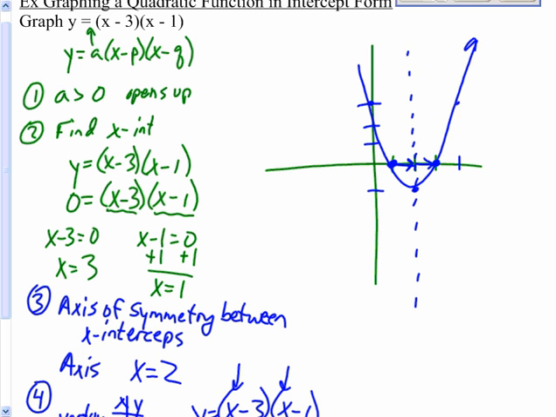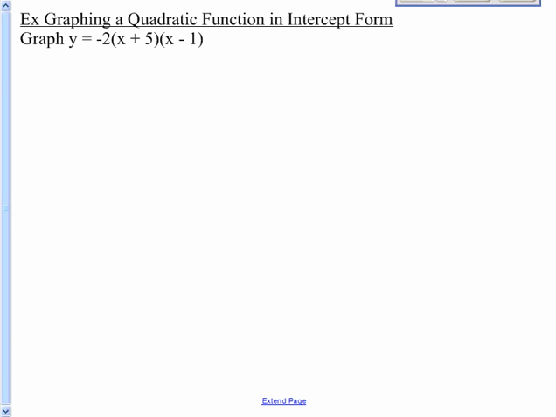Okay, so find your x-intercepts by letting y be 0. Your axis of symmetry will split it, and then plot a couple more points if you need them. Okay, let's do it again.